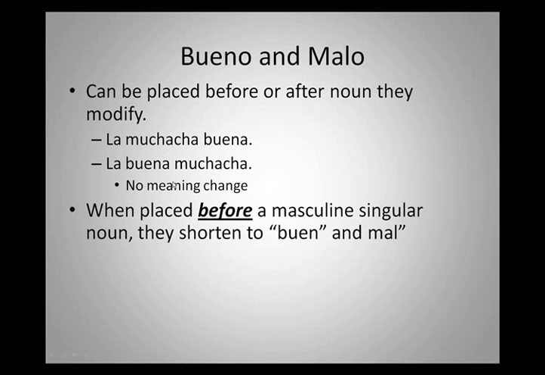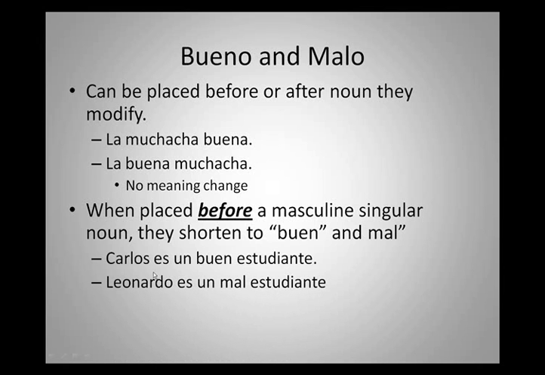However, when bueno or malo are placed before a masculine singular noun, they shorten to buen and mal. Here's how it looks. Carlos es un buen estudiante. Carlos is a good student. We could say Carlos es un mal estudiante, or Carlos es un estudiante malo. But if we put malo or bueno before a masculine singular noun, we need to shorten it to mal and buen respectively.